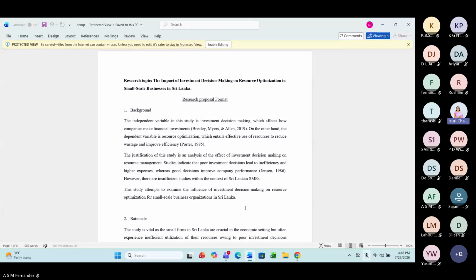When we are drawing the conceptual framework, how to draw this one? This is okay then. Not doing the fourth year.